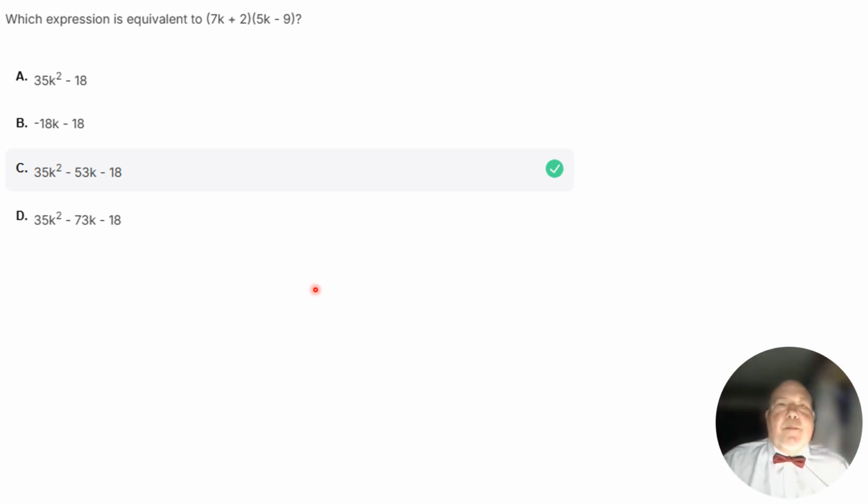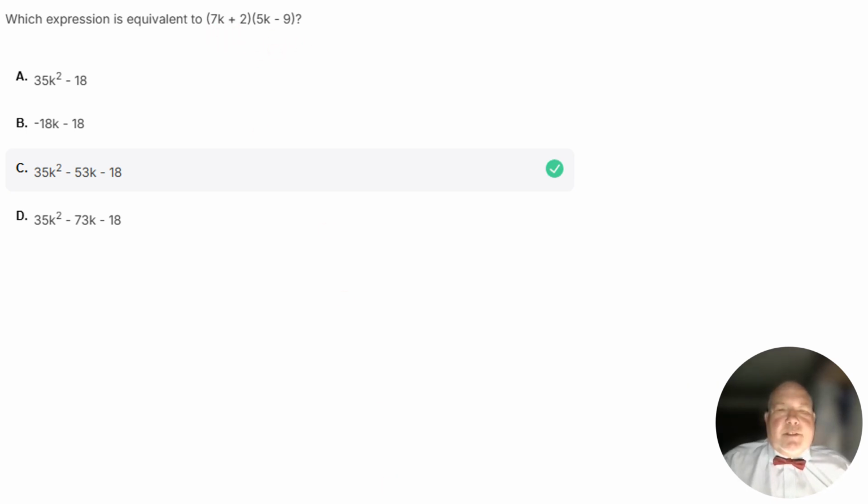This question is about multiplying binomials. And a binomial is just a polynomial that has two terms. So 7k and 2 are each term. So this has two terms. And 5k minus 9, that has two terms. So you have a binomial times a binomial.